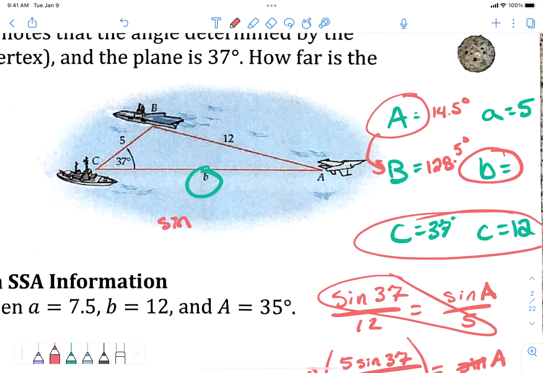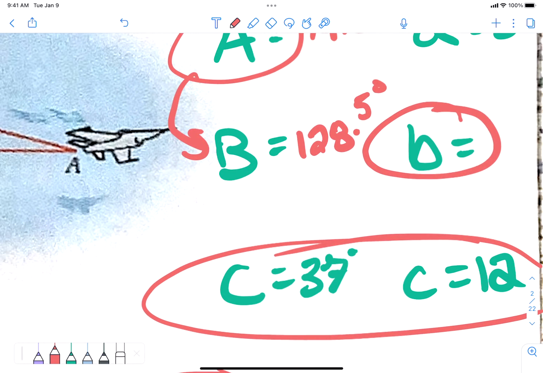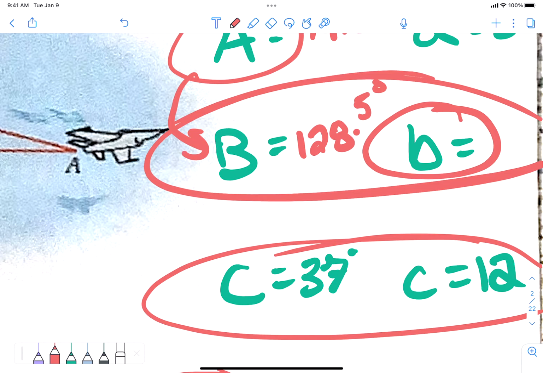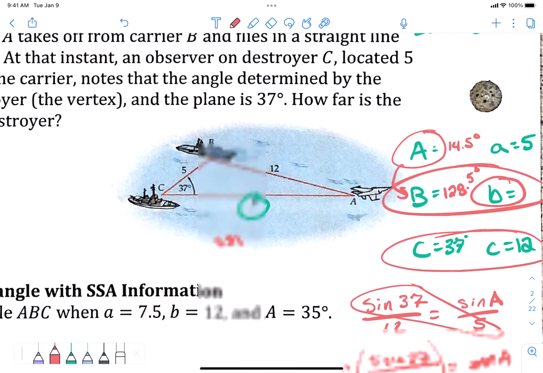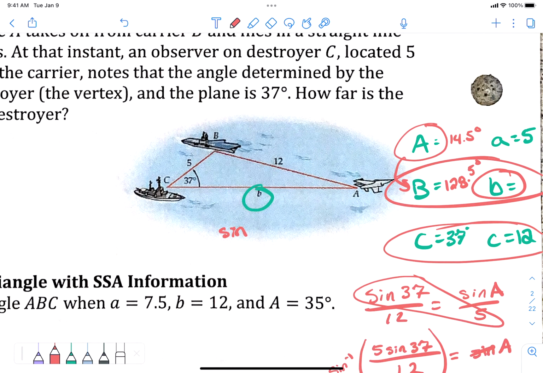So now, typically what we want to do is never use a number that we have rounded, but in this case, we cannot avoid it. We have to use that 128.5. In our law of sines, we have to use the 128.5, which is a number that we have rounded off. So in this case, we have no option. Sine 37 over 12 equals sine of 128.5 over b, okay?